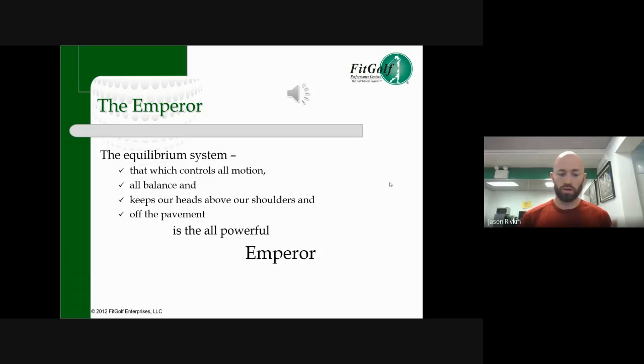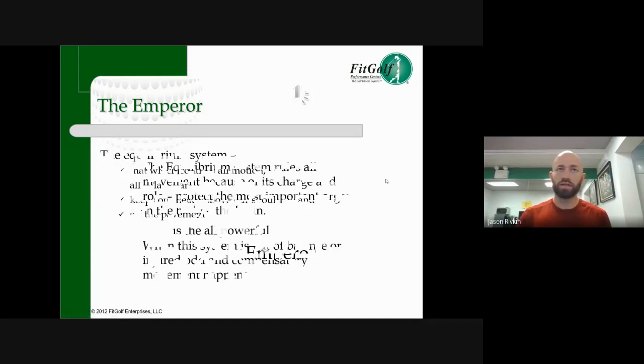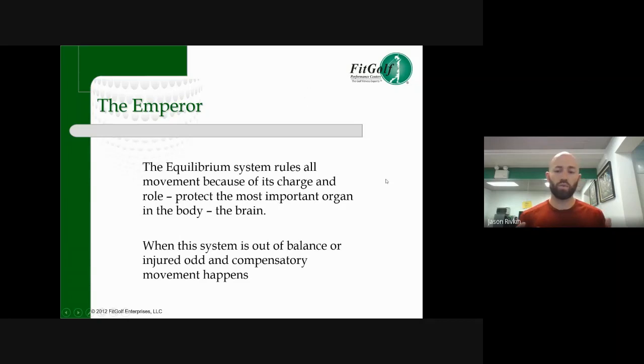So when we're training people, balance is super key. And I'm going to ask you guys in a second about your discussion with your students about where you feel their weight should be, where their balance is going to be in the golf swing. But if we find that this system is off a little bit, then weird things happen. Injuries occur, movement patterns are compromised, and the swing becomes less efficient and less consistent.